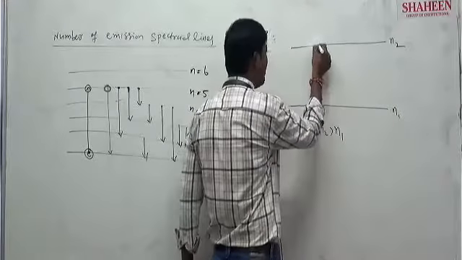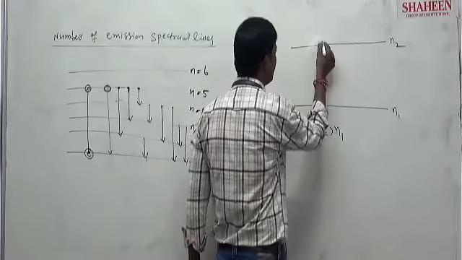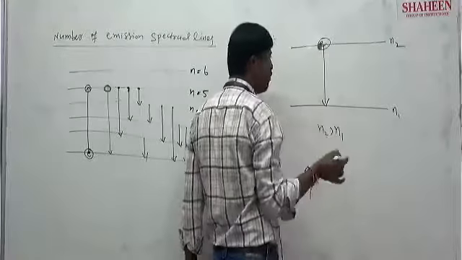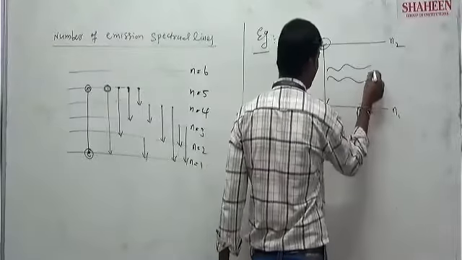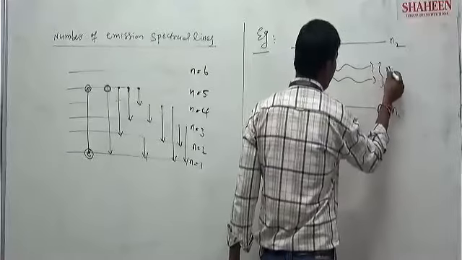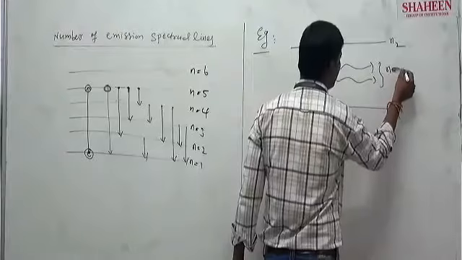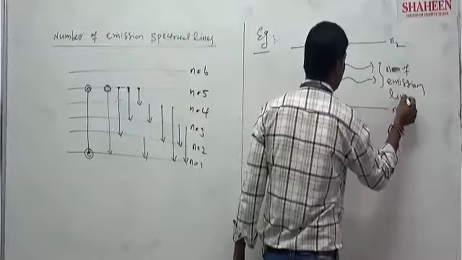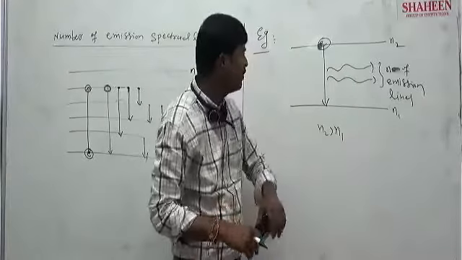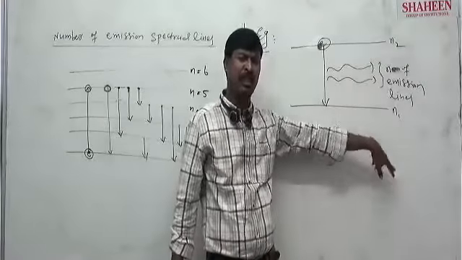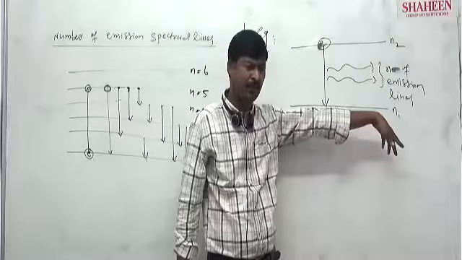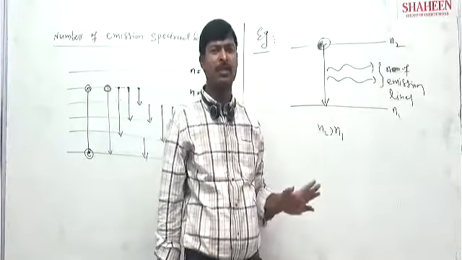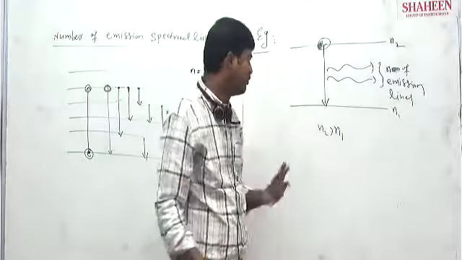An electron is present in a higher energy level and jumps into a lower energy level. How many spectral lines will be emitted? So the number of emission lines, or spectral lines, possible when an electron jumps from N2 energy level to N1 energy level. N2 is the greater energy level, N1 is the smaller energy level. N1 can be the ground state or any other state also. It's not compulsory that it should be the ground state.